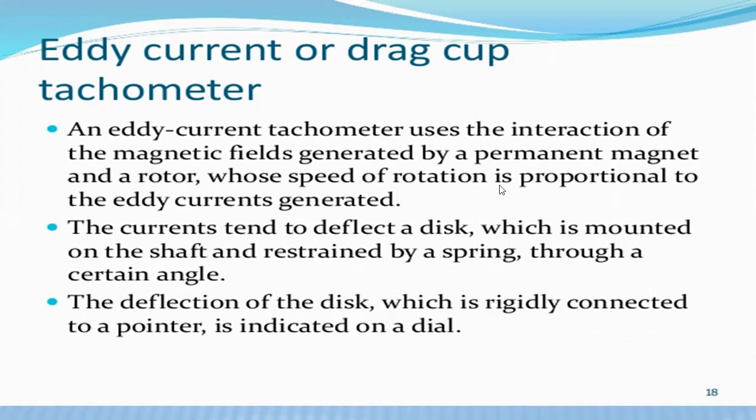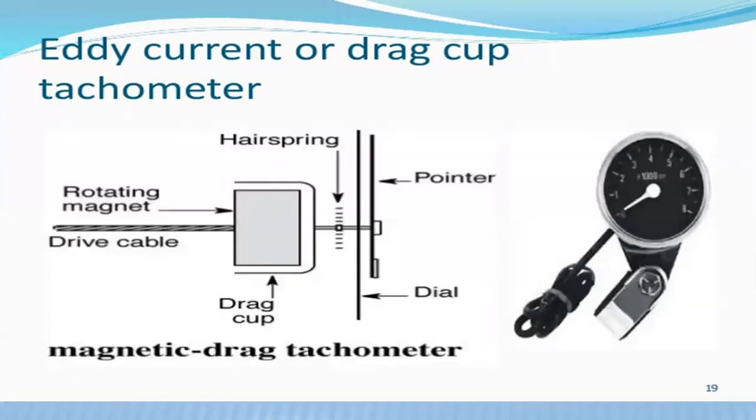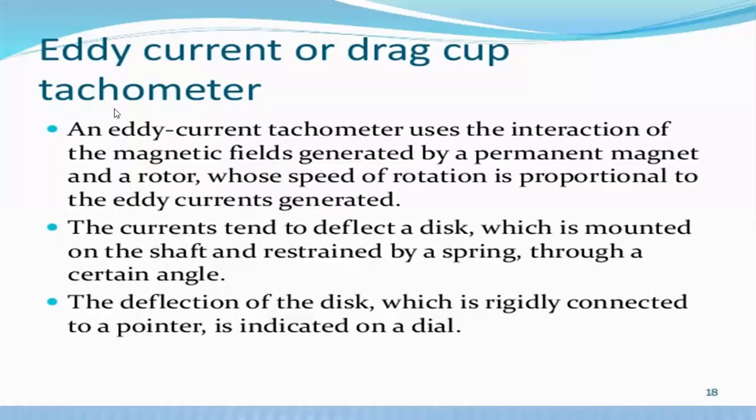the magnetic field generated by a permanent magnet. The permanent magnet is placed in this tachometer, in between the driving shaft. The shaft whose rotating speed we want to calculate is connected to a rotating magnet. That rotating magnet is connected through the drag cup, whose speed of rotation is proportional to the eddy current generated.